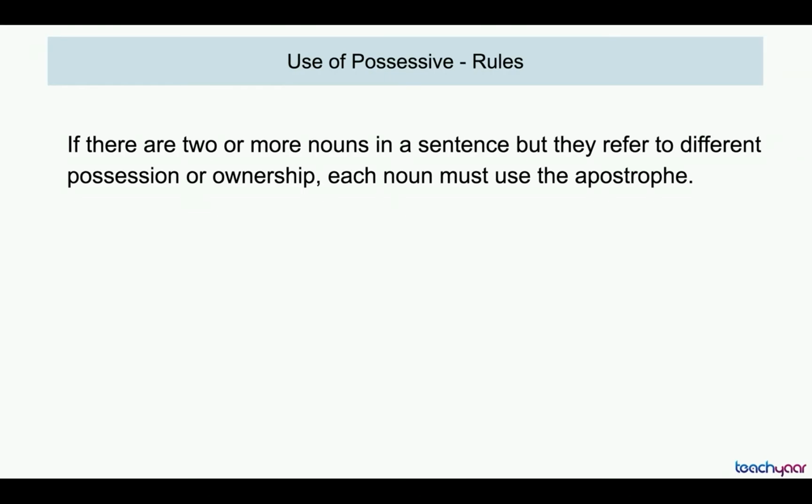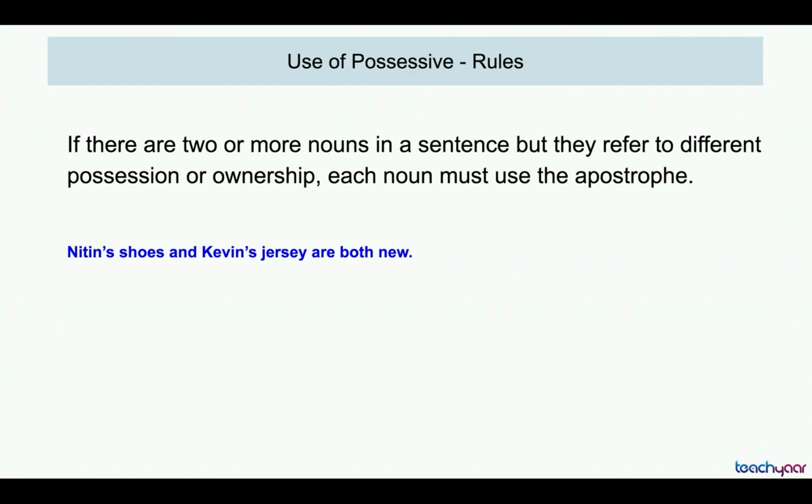If there are two or more nouns in a sentence, but they refer to different possession or ownership, each noun must use the apostrophe. What does this mean? In the earlier case, there were two nouns, but they were together. Now we have two or more nouns, but they refer to different ownership, different possession. So each noun has to be treated separately, and we give the apostrophe and S separately to each of the nouns. Look at this sentence.